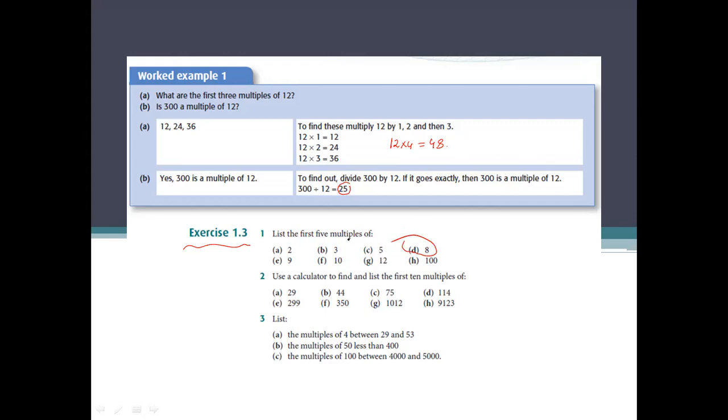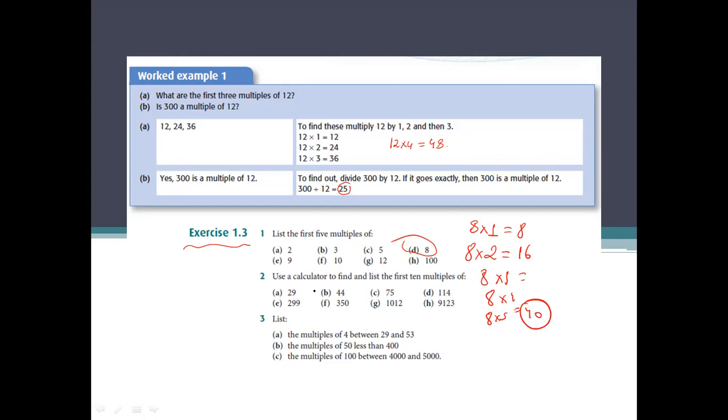So the first 5 multiples of 8. 8 times the first number, 1, is equal to 8. 8 times the second number, 2, is 16. And the third one is 3. 8 times 4 and 8 times 5. The last one is 40.